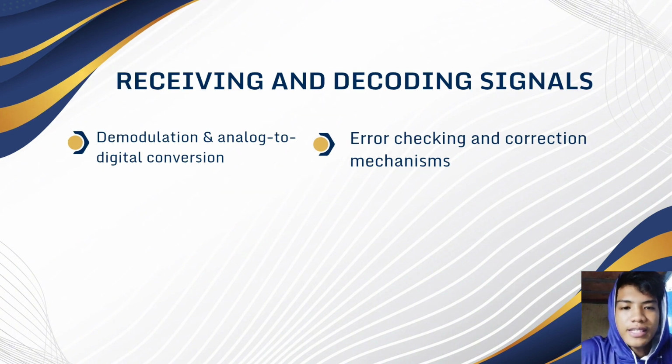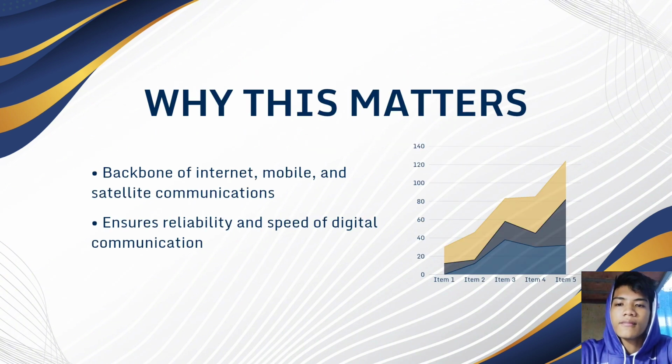Receiving and decoding signals. On the receiving end, signals must be converted back into digital form. This is done through demodulation and analog to digital conversion. Additionally, error detection and correction techniques are applied to fix any mistakes that may have happened during transmission.